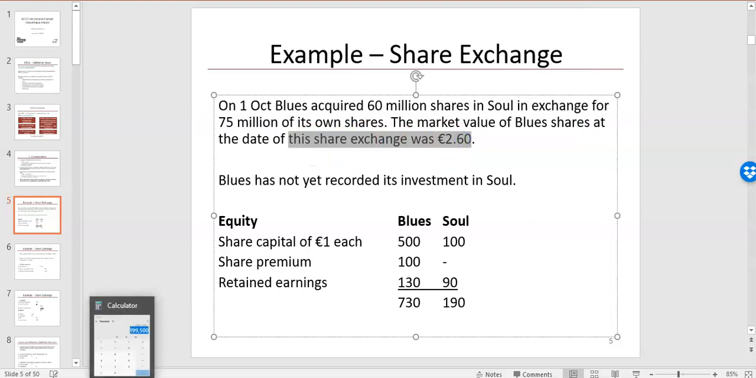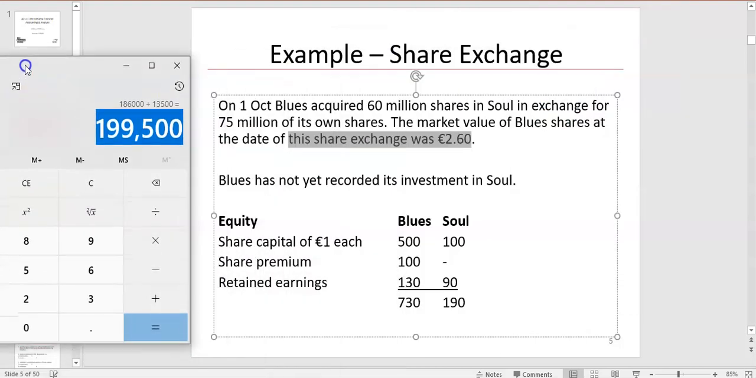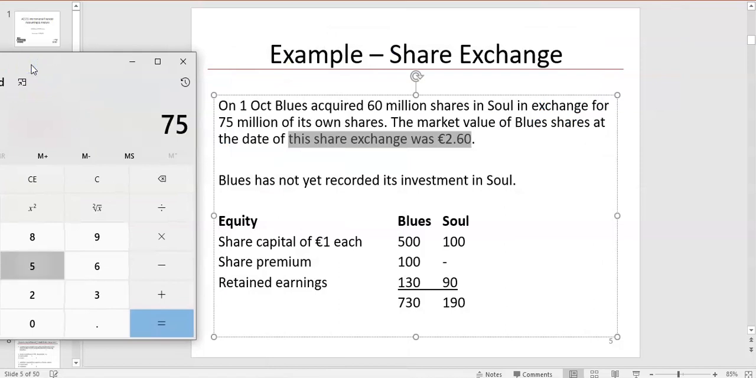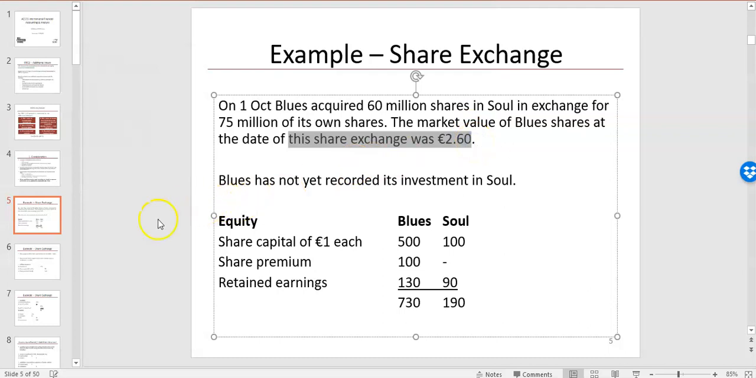So think about that now. What's the value that you paid for the 60% holding? It is 75 million times 260. And be careful, you're issuing 75 million of your own shares at 260. The 60 million shares are not valued at 260. It's the new shares that are issued. So you're valuing then that 60% holding at 195 million, issuing 75 million new shares at 260 each. Right, that's the first key thing to watch.